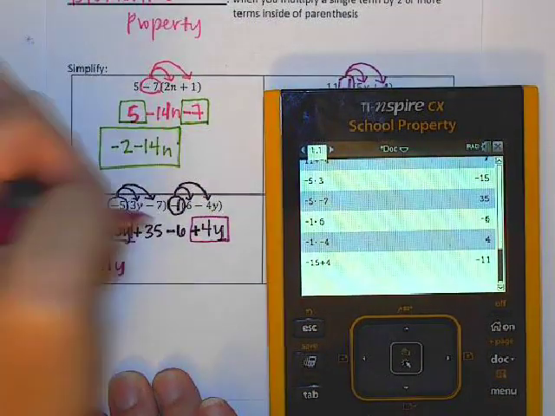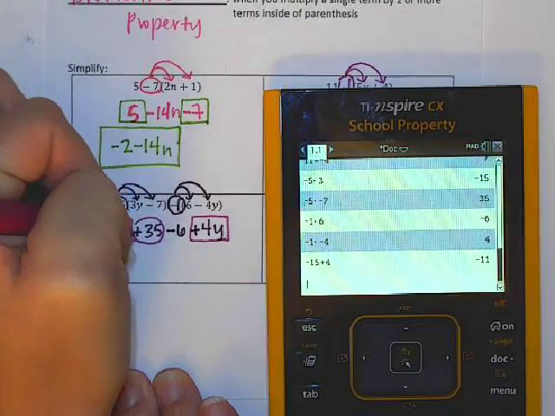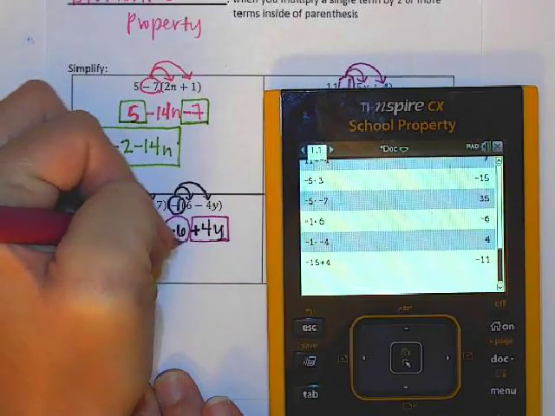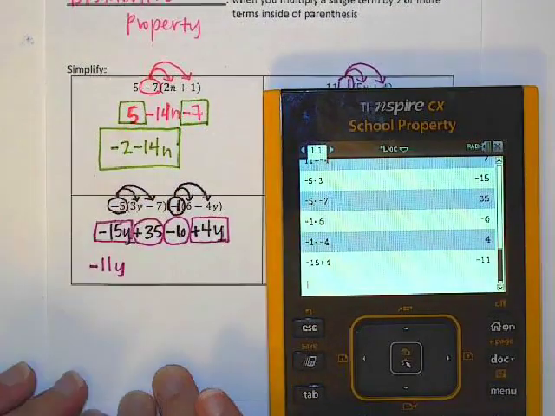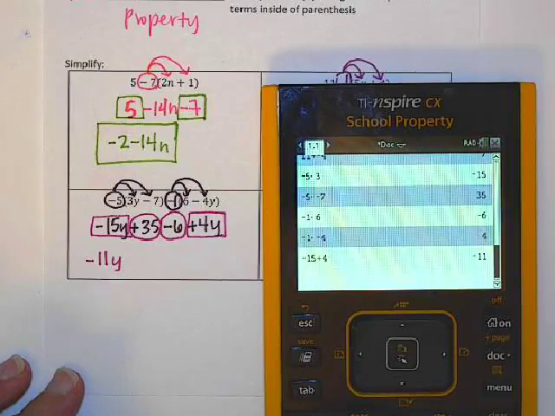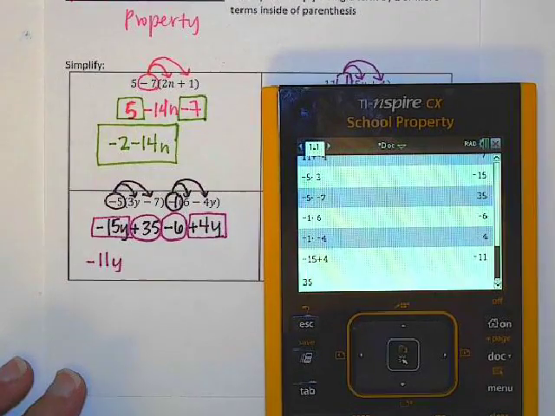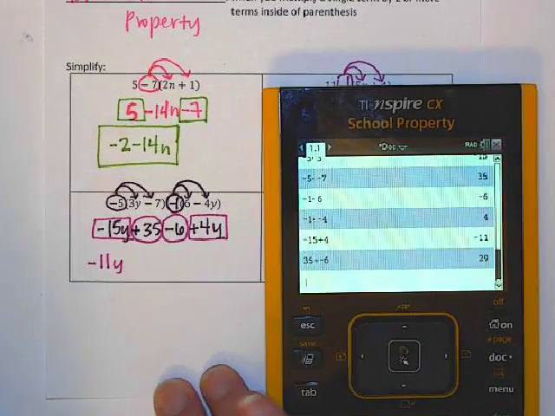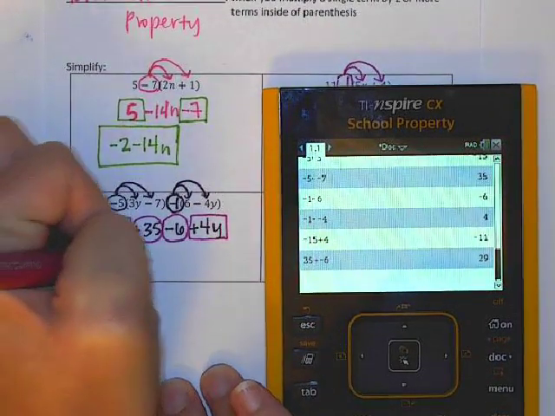Okay, then I go to my next term, 35. Does it have a like term? Yes. And I'm going to circle it with negative 6. I'm combining like terms, so this is going to be adding. 35 plus negative 6 is positive 29.